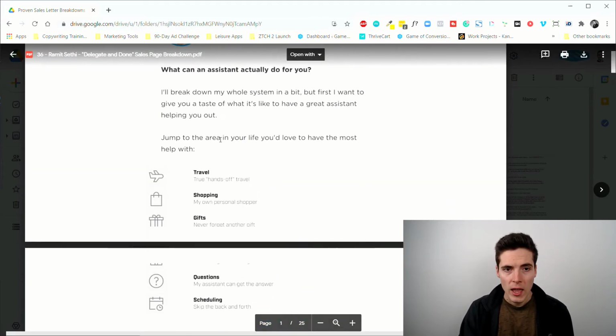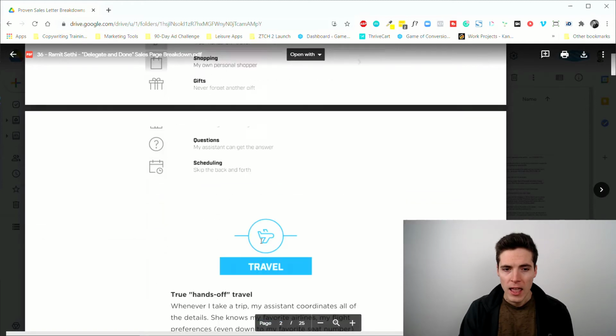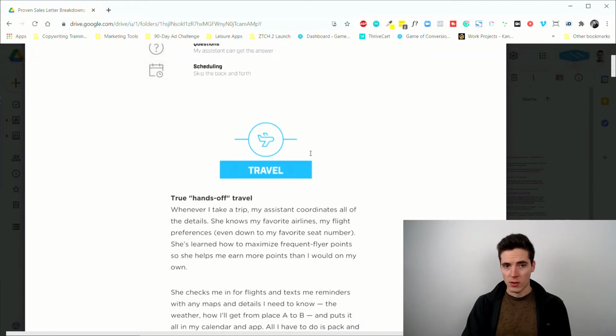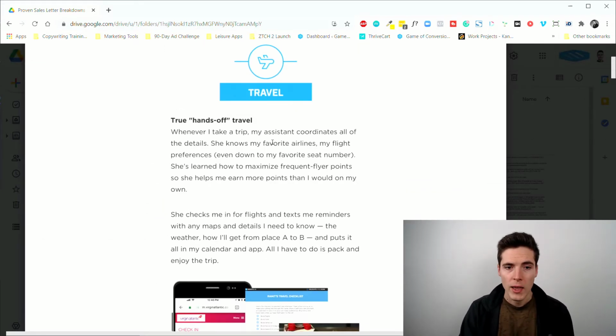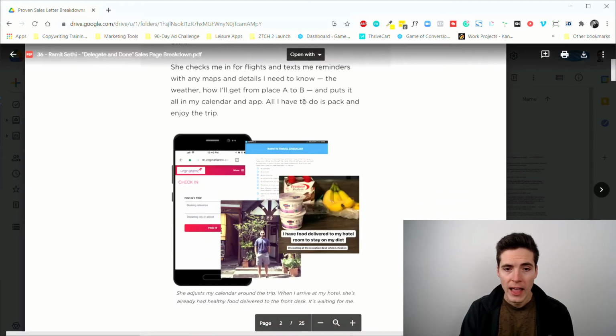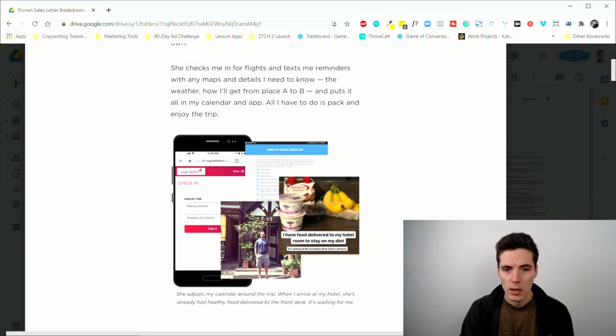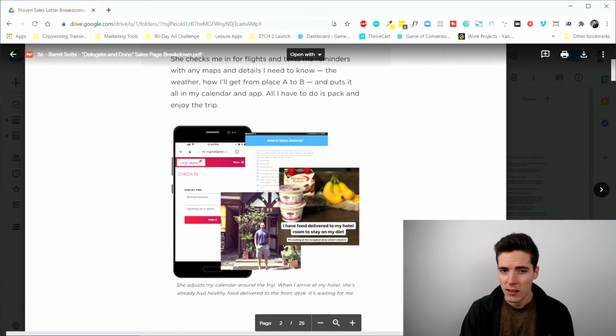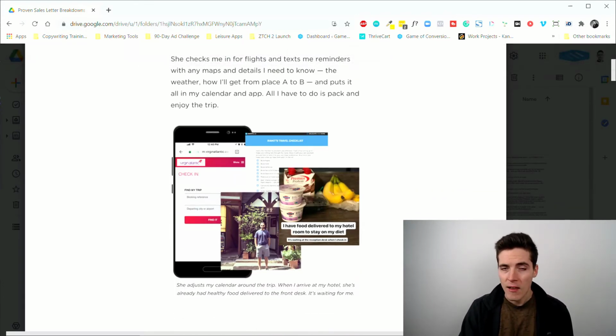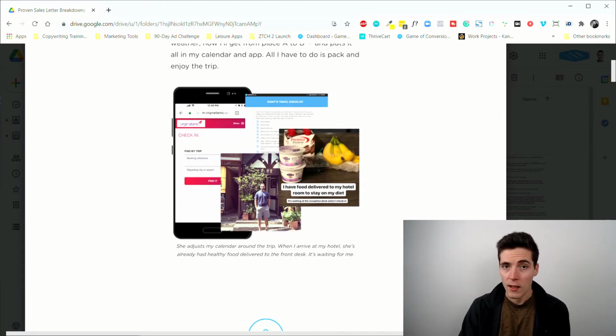Then we have just a high-level overview here, and then the sales letter unpacks everything. For travel, we have a bunch of tips on how Ramit uses his assistant to basically set up travel so that he doesn't have to worry about these things. Everything is taken care of for him without his input in a way that he actually likes. So there's a system to it.